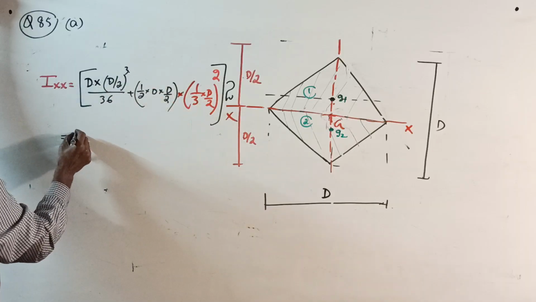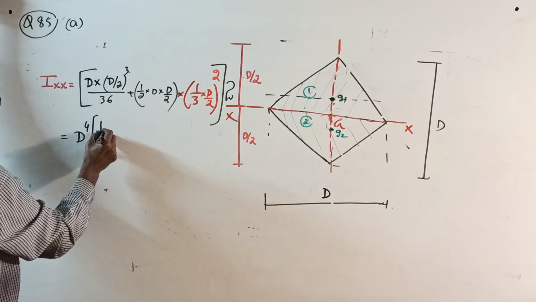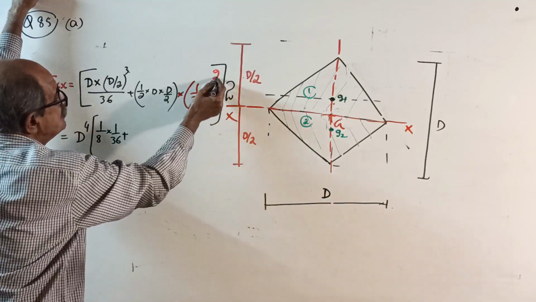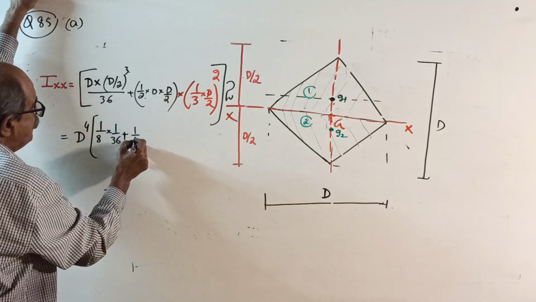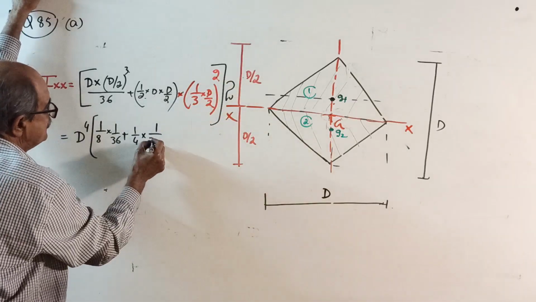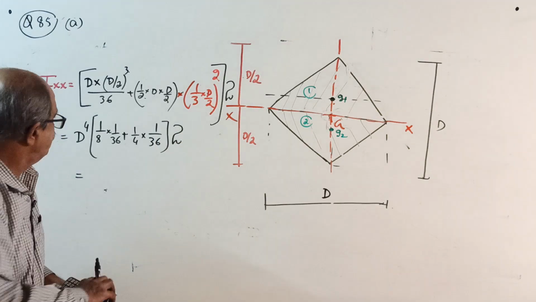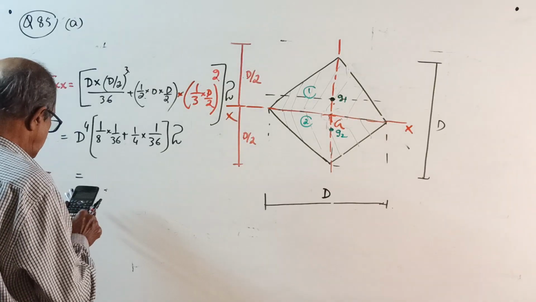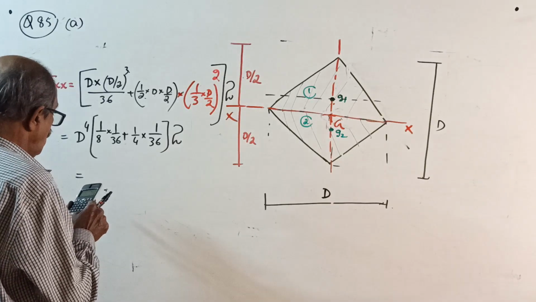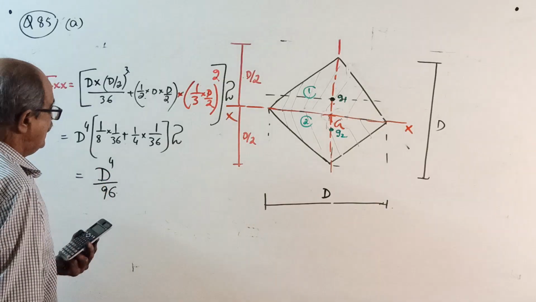Equal to D into D cube. D power 4 comes outside. 2 cube is 8. 1 by 8 into 1 by 36 plus D into D square, and D square goes outside. 2 into 2, 1 by 4 into 1 by 3 into 2 is 6. 6 square is 36. 1 by 36 into 2 equal to 1 by 8 into 1 by 36 plus 1 by 4 into 1 by 36.